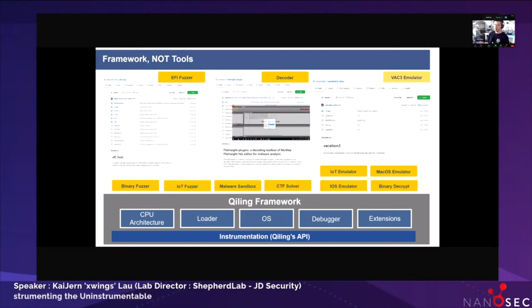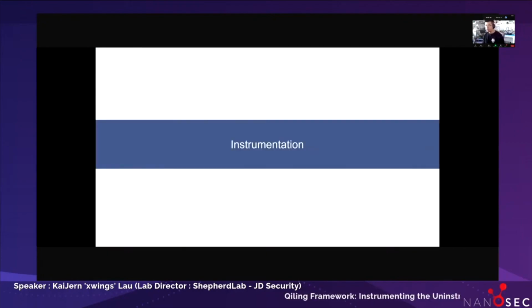And why I split it into CPU architectures, loader, OS, debugger, and all these things, is because we do have instrumentation connections, or what we call Qiling's API, that you can connect to, and then you can start to do all the things within the framework itself. So the topic of today is instrumentation.